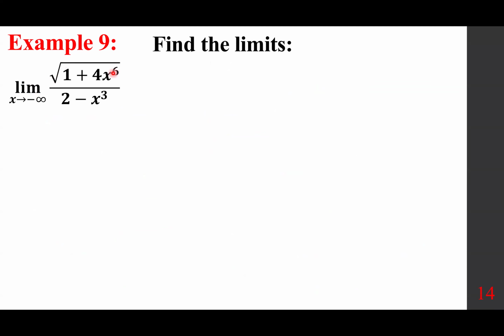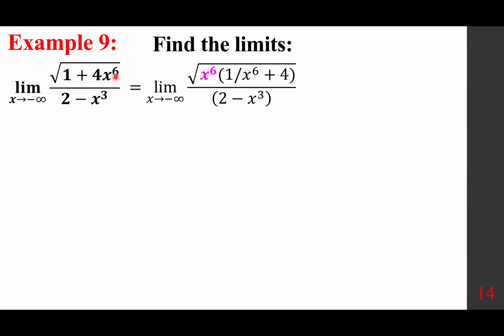The limit of square root of 1 plus 4x to the power of 6 over 2 minus x cubed as x approaches minus infinity. There are different techniques. One would be that you notice that x to the power of 6, if we could take it out, becomes the same as x cubed. So let's factor it from the inside.